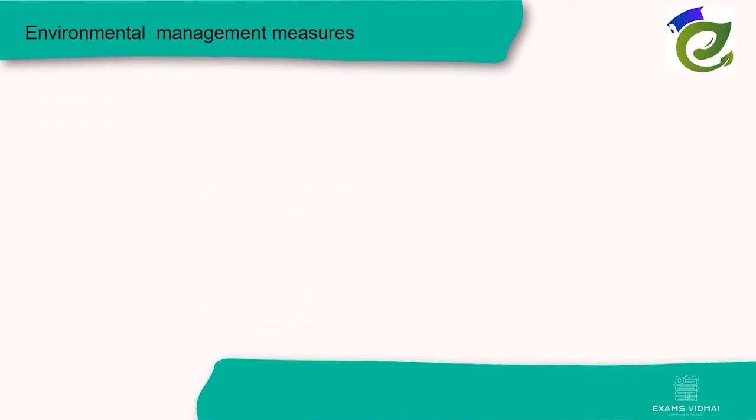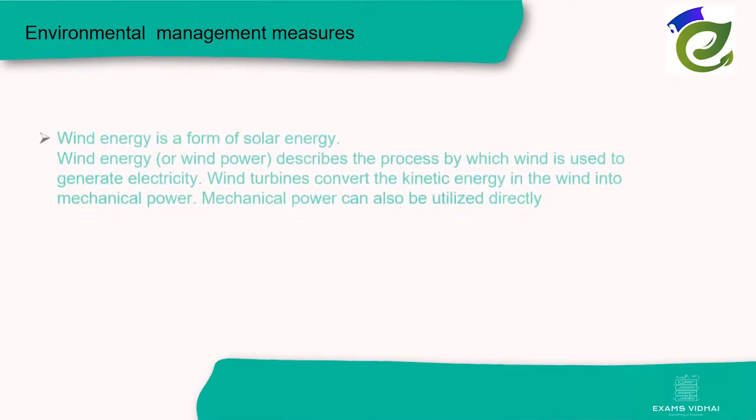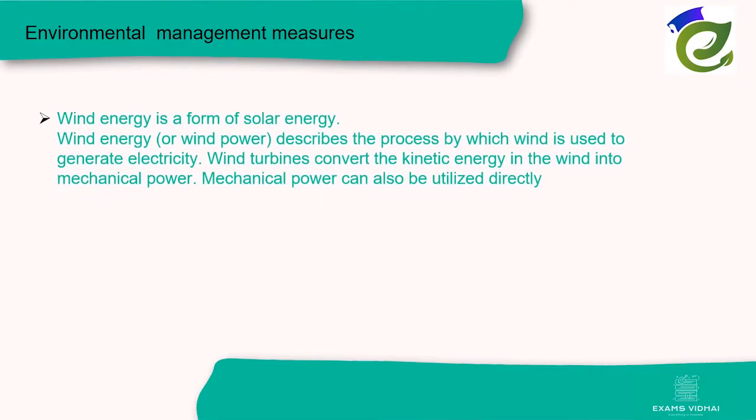Environmental management measures. Wind energy. Wind energy is a form of solar energy, and it describes the process by which wind is used to generate electricity. Wind turbines convert the kinetic energy in the wind into mechanical power. Mechanical power can also be utilized directly.